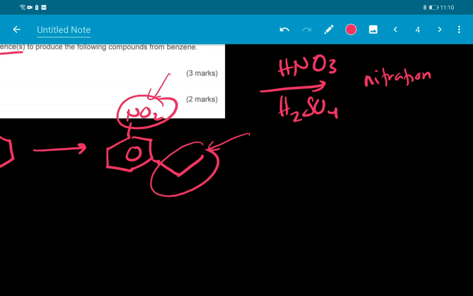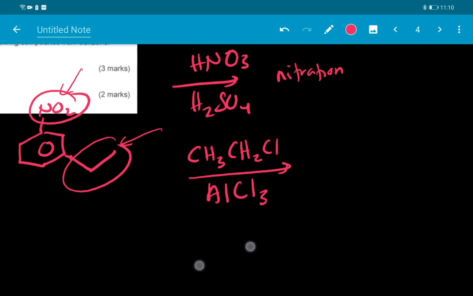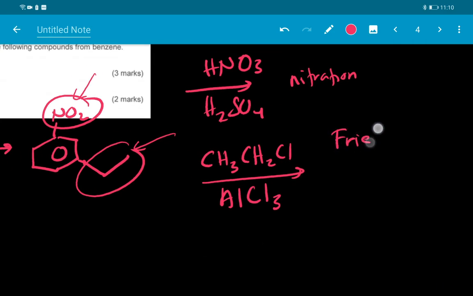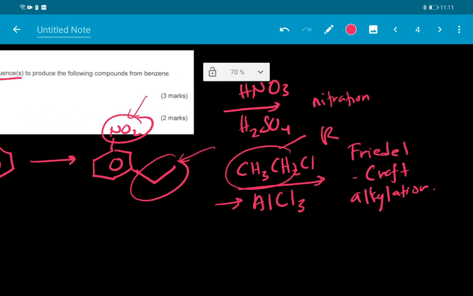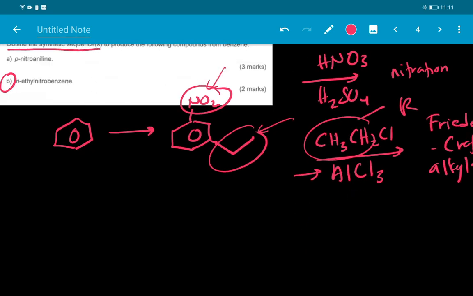In order to add the ethyl group, we need to add 2 carbons from CH3CH2Cl while being catalyzed with AlCl3. This is what we call the Friedel-Crafts alkylation. The carbon chain here is represented by R, and then the catalyst is AlCl3. Right, you already know the recipe from the electrophilic substitution reaction.